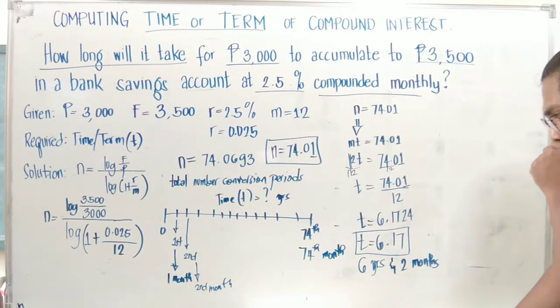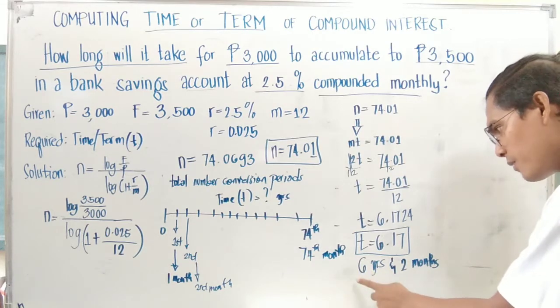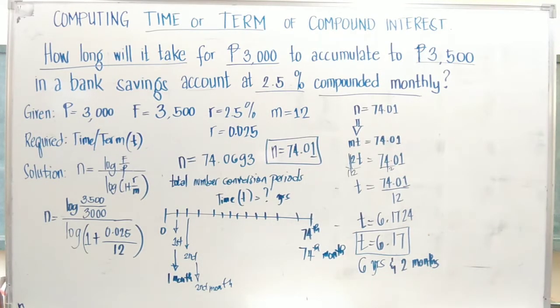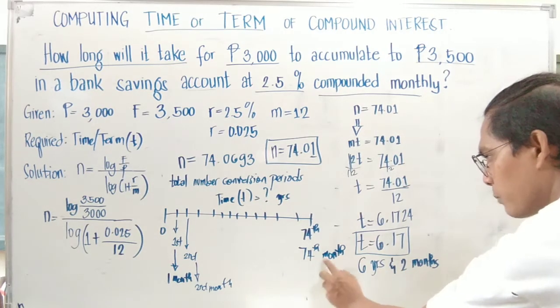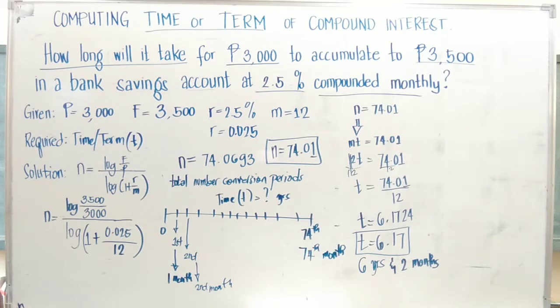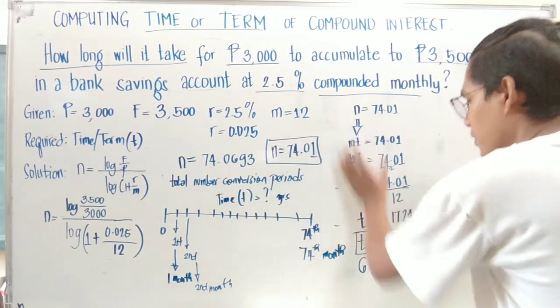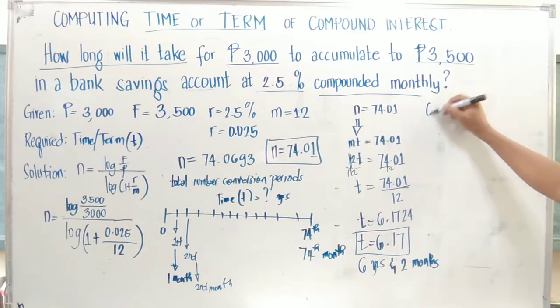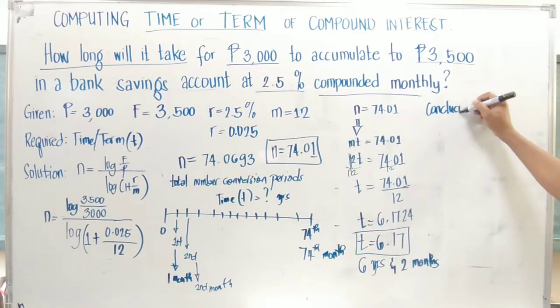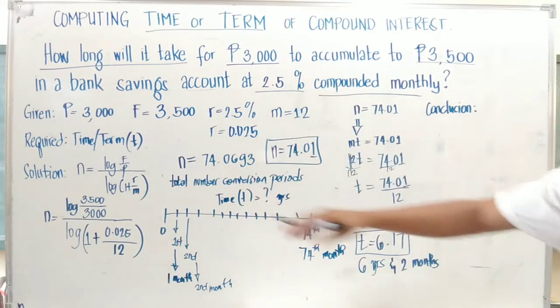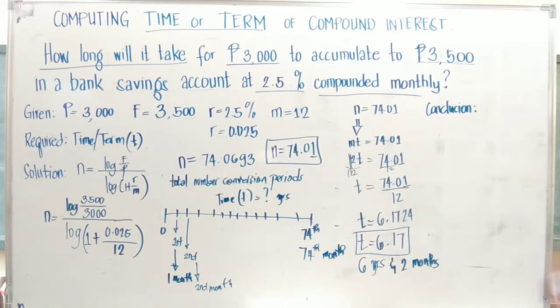Okay? So 6 years, 6 times 12 is 72, plus the 2 months, we have 74 months. Right? So I guess that it's clear for you for this illustration and for this solution. So if you have questions, suggestions, and you might see some errors on the solution, you can write it on the comment section.